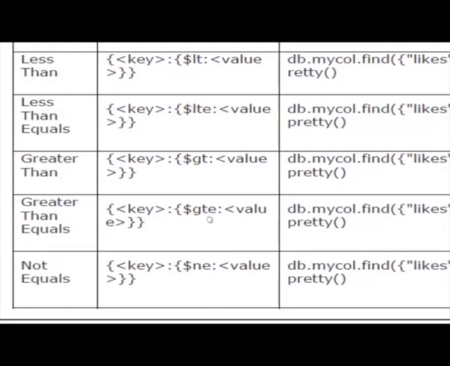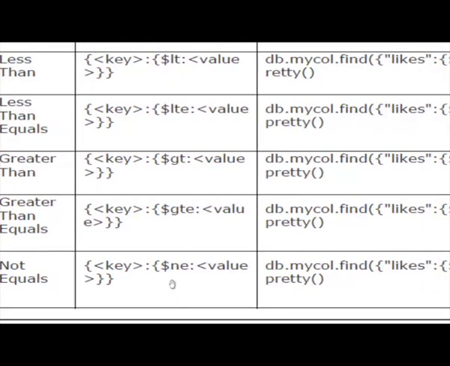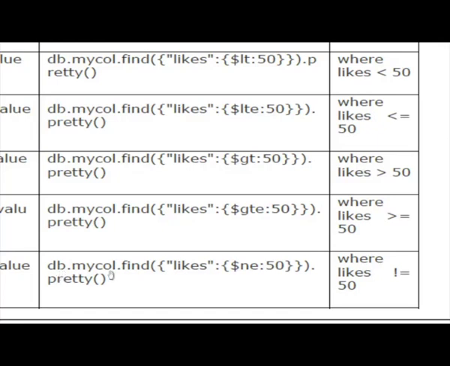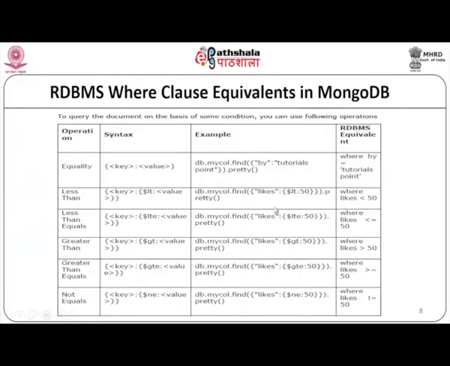Let us take a look at not equal. Not equal is indicated using the keyword $ne. For example, the query db.mycol.find likes $ne 50 means we are trying to identify the documents in the collection named mycol where the likes is not equal to 50. So, it will select all the documents which do not contain likes equal to 50. These are the various types of where clauses and the corresponding MongoDB versions listed in this slide.